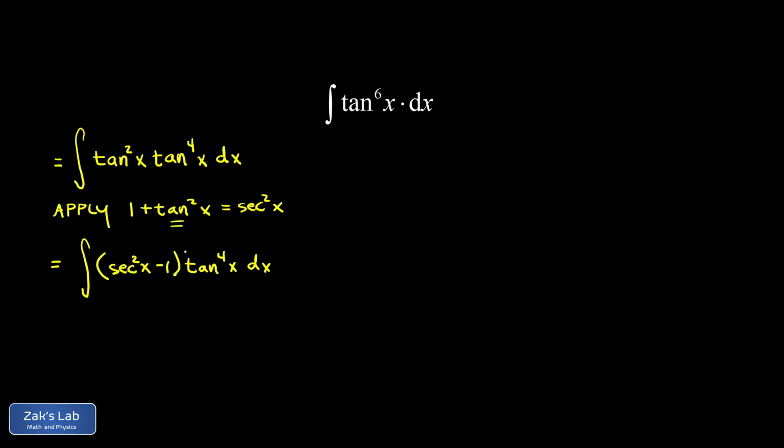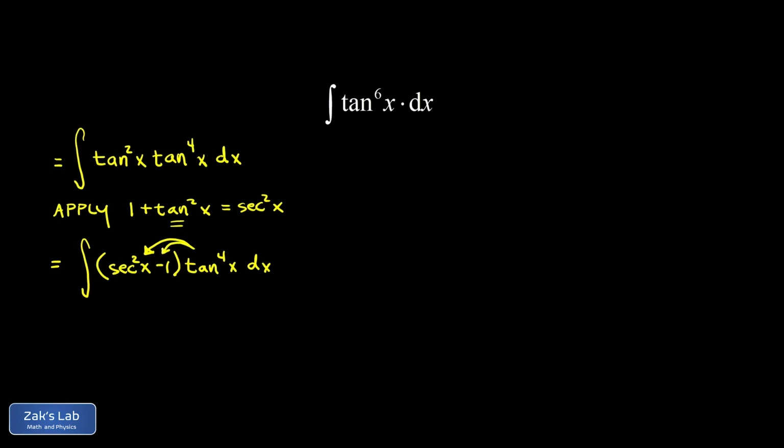And now we're getting excited because what I notice is when I distribute the tangent to the fourth into those parentheses, I end up with a secant squared multiplying tangent to the fourth. Well, that's a power of the tangent function sitting right next to the derivative of the tangent function. So this takes care of the chain rule. And we should be able to quickly guess the antiderivative of that term.